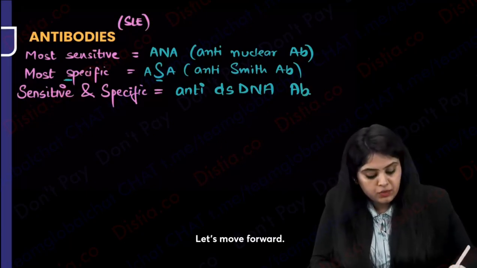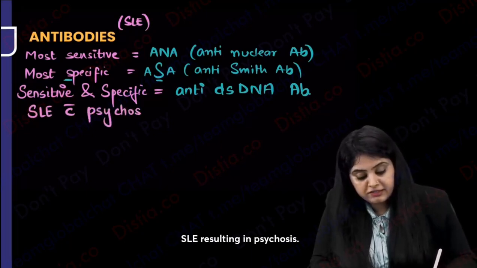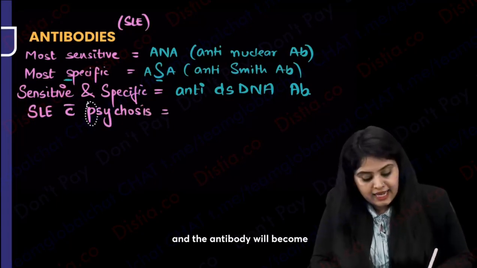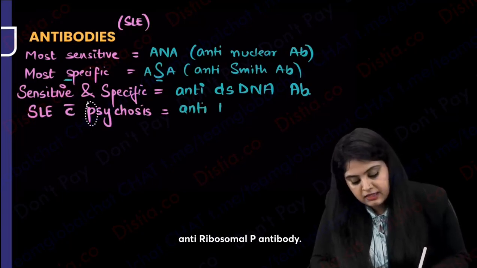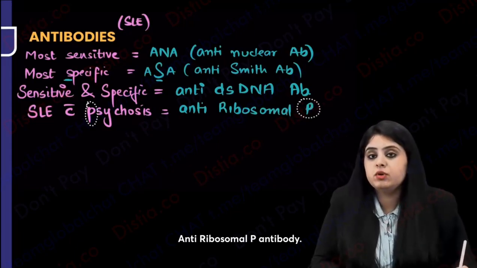Let's move forward. Which is the one that you see in SLE with psychosis? SLE resulting in psychosis. So in psychosis you will take out the P from here, and the antibody will become anti-ribosomal P antibody. Anti-ribosomal P antibody, right?